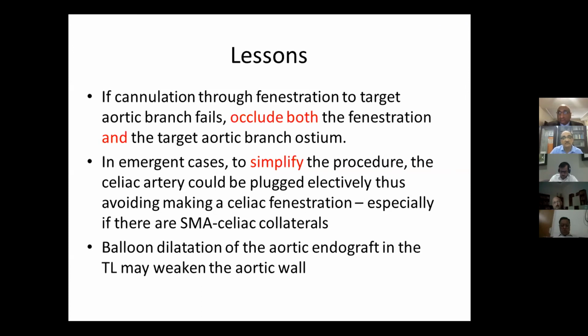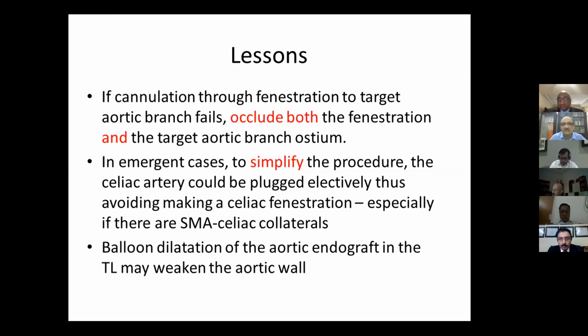proved fatal. Dr. Joseph, please, sorry to interrupt, sir. Kindly show the concluding slides. We are short of time. Dr. Veeth is waiting for his oration. Yeah, this is the last slide.